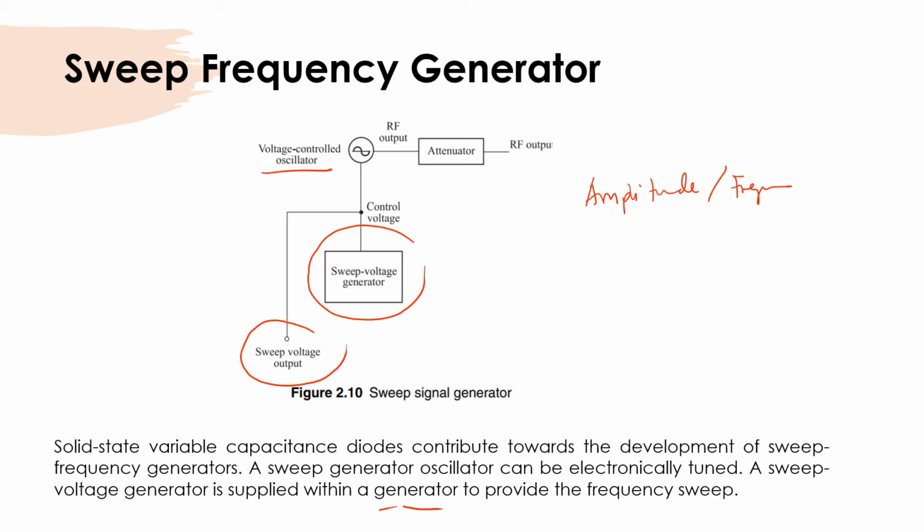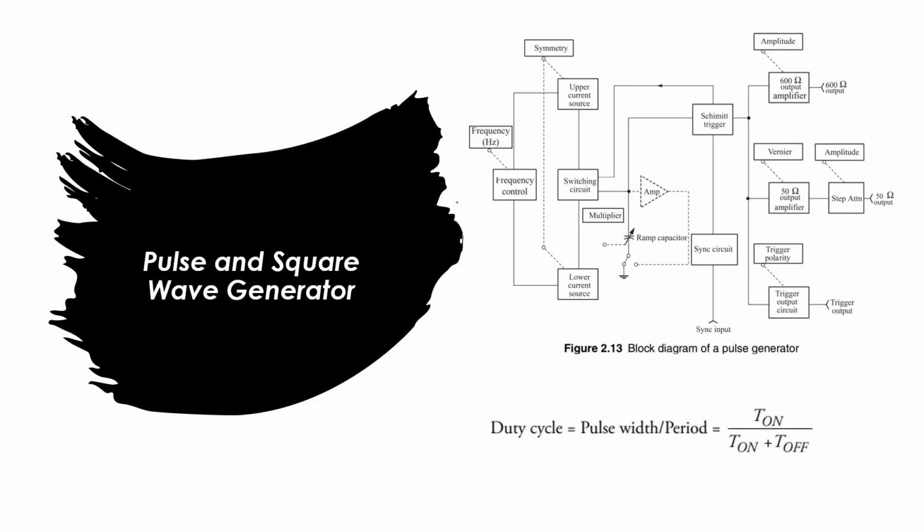So it's like we want to change the frequency from one frequency to another frequency. So we can use the sweep voltage generator, or sweep voltage output, to control the voltage control oscillator here. So the output of the voltage control oscillator will be changed. I mean the frequency or the amplitude of the voltage control oscillator.